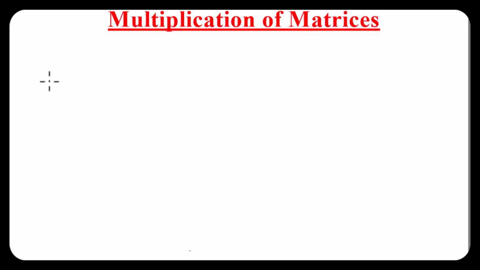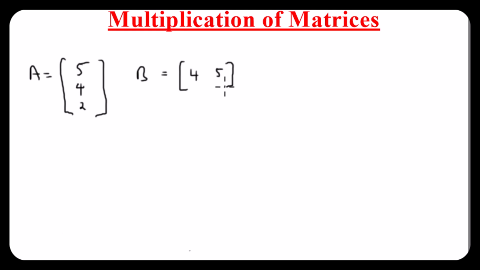Okay, so let's look at another example. Let's say we are given matrix A equal to 5, 4, 2, and matrix B equal to 4 and 5. With these matrices, can you find A times B? Are they compatible? Remember, for two matrices to be compatible in order to carry out multiplication, the number of columns of the first one must be equal to the number of rows of the second one.